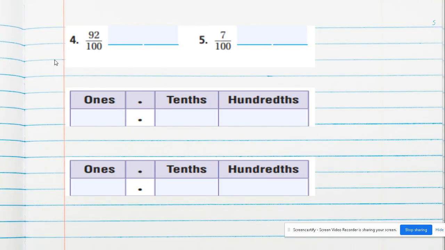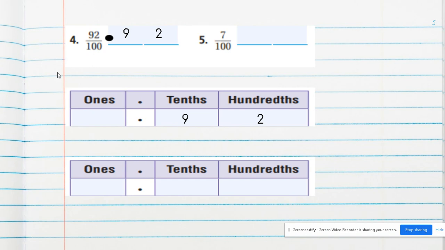Now we have a fraction, 92 hundredths. So if I plug it into my place value chart, I'm gonna have a 9 in the tenths place and a 2 in the hundredths. I have 92 cents. Don't forget your decimal point.